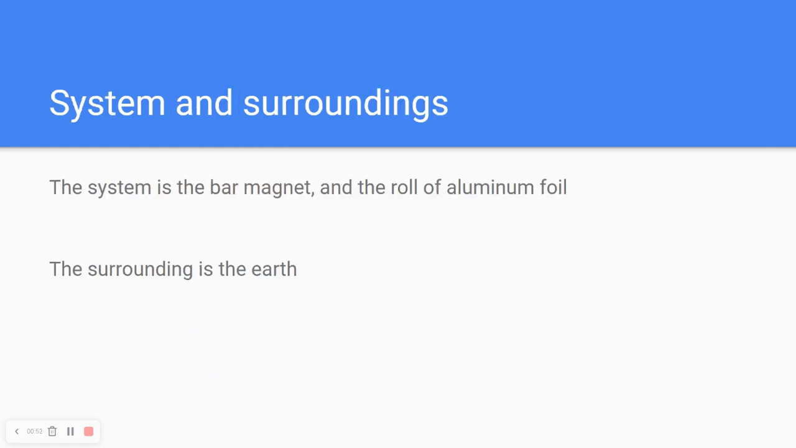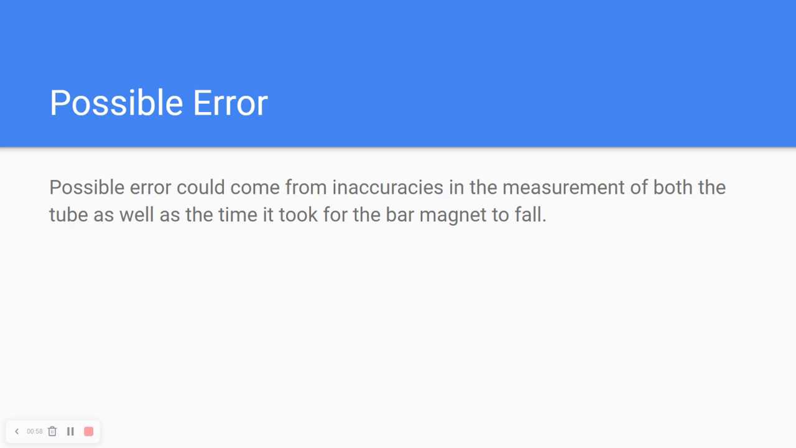So, in terms of systems and surroundings, the system is going to be the bar magnet as well as the roll of aluminum foil, and the surroundings is the Earth. Possible errors in this experiment could be due to the inaccuracies of the measurements of both the tube as well as the time it took for the bar magnet to fall, and this could be due to human error largely.